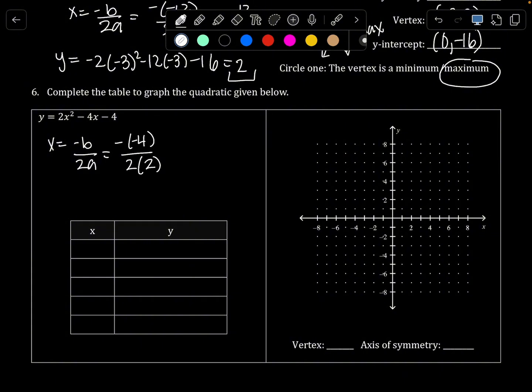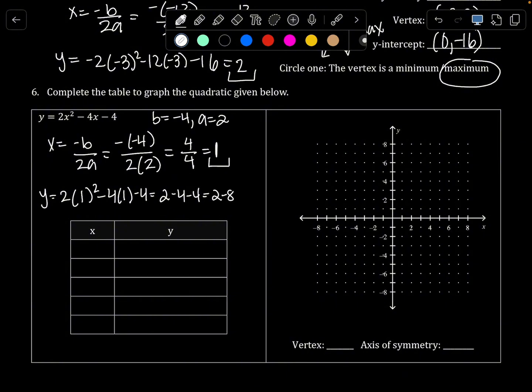And our b is negative 4 and our a is 2. Okay, so that's 4 over 4, which makes 1. Now we find our y. We just substitute. 2 minus 4 minus 4. 2 minus 8, negative 6. So that is 1 comma negative 6.